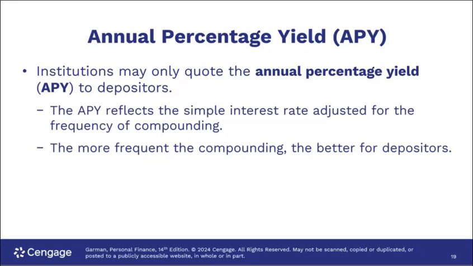So, annual percentage yield, or APY. Institutions are only allowed to quote the annual percentage yield, or APY, to depositors. The APY reflects the simple interest rate adjusted for the frequency of compounding. The more frequent the compounding, the better for you as a depositor. You know, monthly is better than annually.